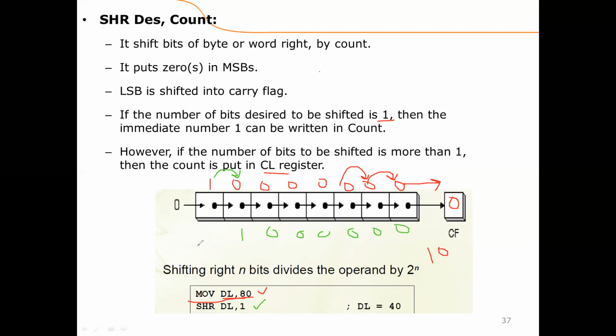This will remain blank. Blank means it will be replaced by 0 only. So what will be the new number stored in DL now? The result of this operation will be 40H.